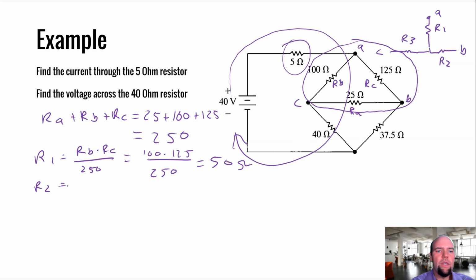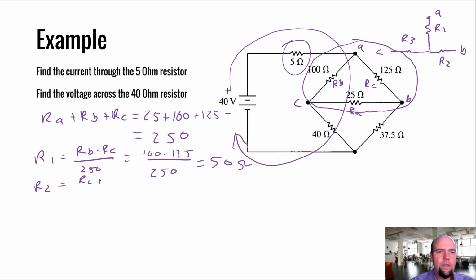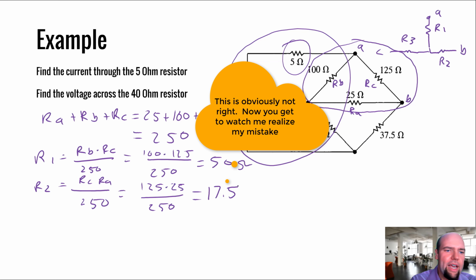R2 is RC times RA. So RC was 125, RA was 25, divided by 250. So that's going to be 25 divided by 2, which is going to be, what happened? 12.5. And then lastly, we have R3 going, oops.